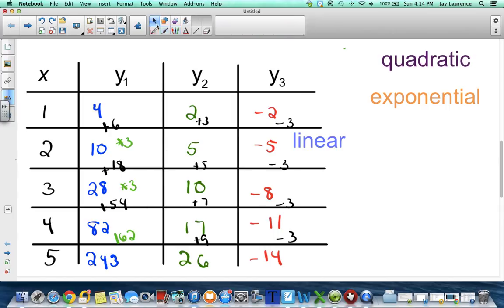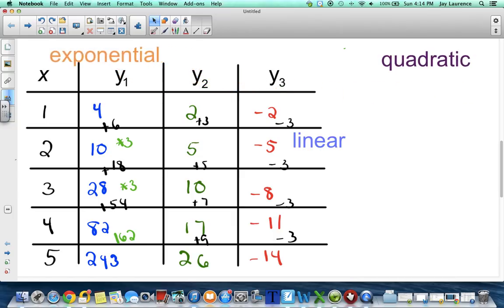When you see it doubling, tripling, quadrupling, quintupling, it's your exponential data. Yeah, because it takes off so quick. Look at the fifth time interval, fifth movement, we have 243. Way more than the other two columns.